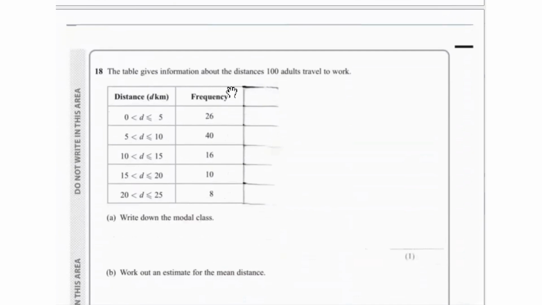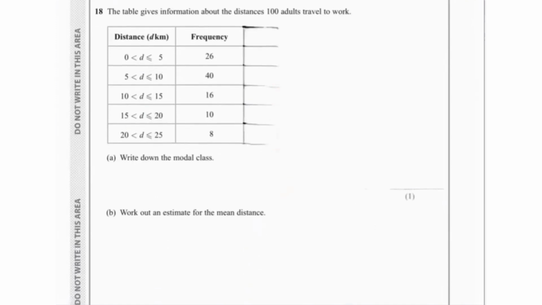The table gives information about the distances 100 adults travel to work. Write down the modal class. So the modal class is the class which shows the highest frequency, and that is this one, when the distance is greater than 5 but less than or equal to 10. Then it says work out an estimate for the mean distance.